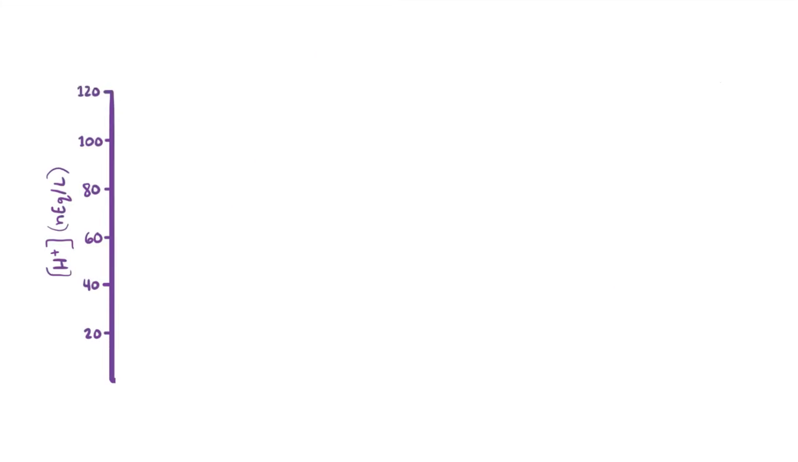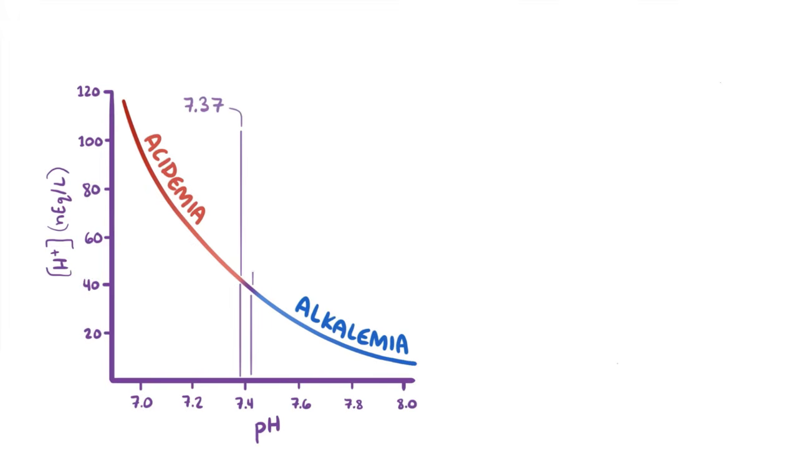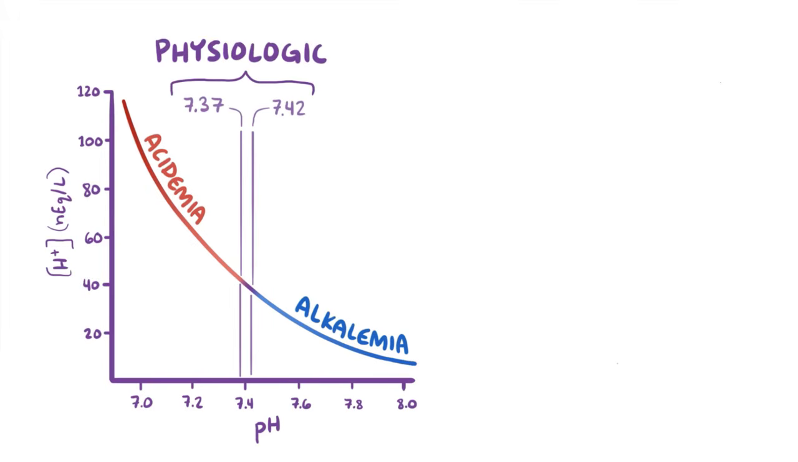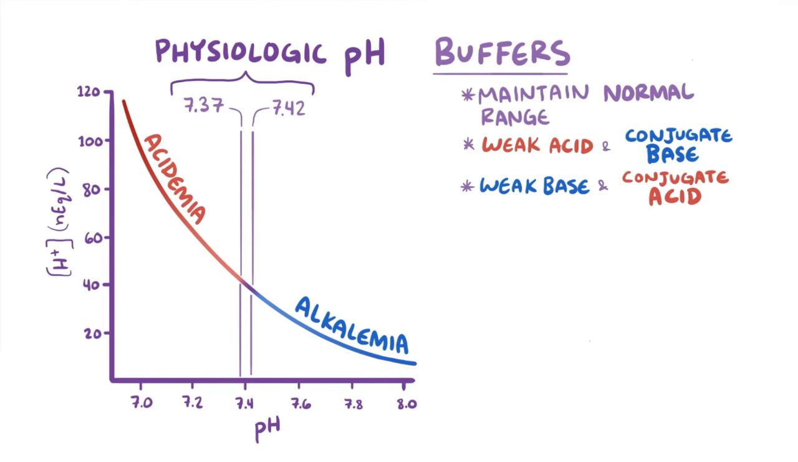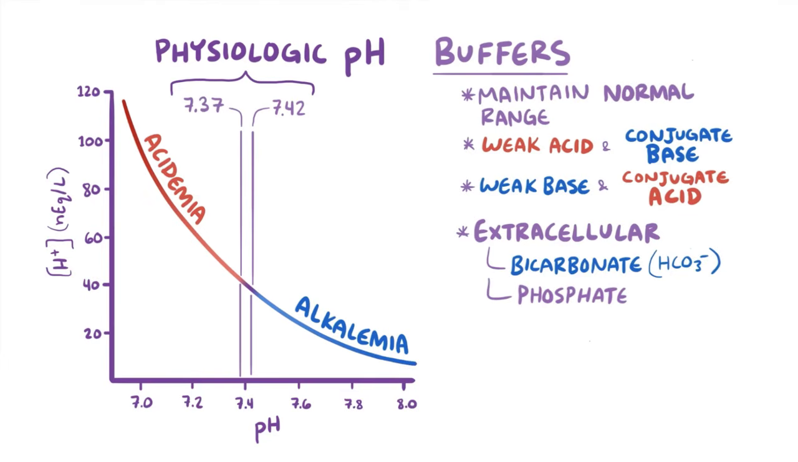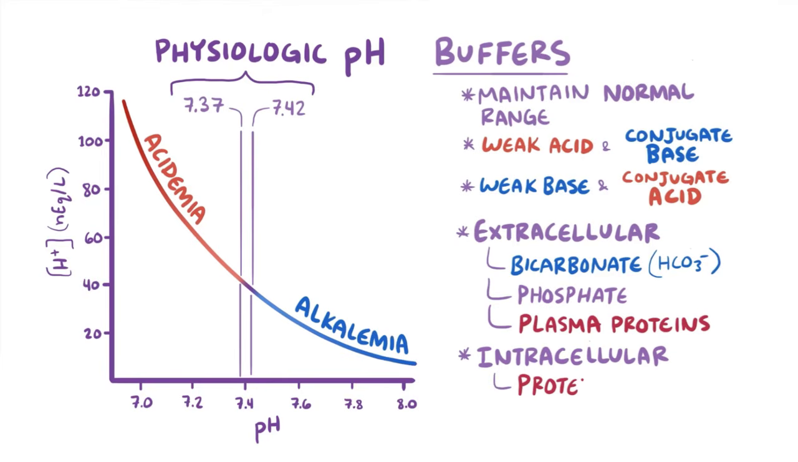Alright, as a quick recap. Between 7.37 and 7.42 is physiologic pH, and the body uses buffering systems to maintain pH within this range. Buffers are pairs of a weak acid and its conjugate base, or a weak base and its conjugate acid. And their physiologic role in our body is to resist pH changes. The most important buffers in the extracellular fluid are bicarbonate, phosphate, and plasma proteins. And the most important buffers within cells are proteins like hemoglobin and organic phosphates, like ATP.